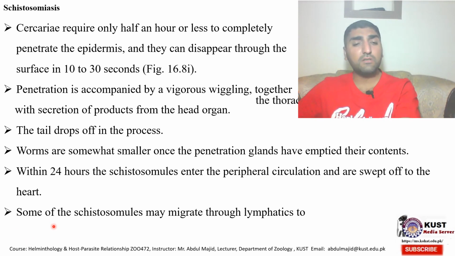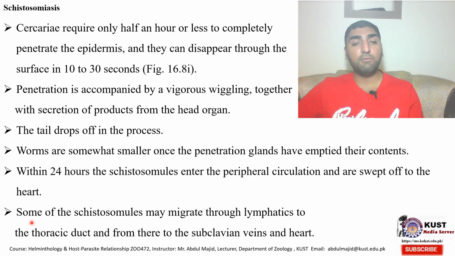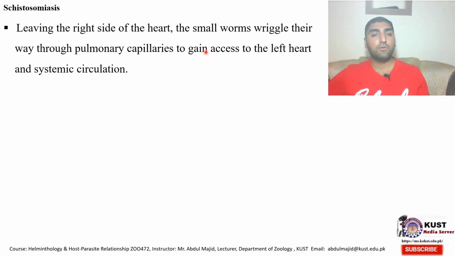Sometimes some of the schistosomules may migrate through lymphatics. So not only the circulation, they may enter the lymphatics to the thoracic duct, and from there to the subclavian vein, and then to the heart. Leaving the right side of the heart, the small worms will wriggle their way through pulmonary capillaries to gain access to the left heart, and then to the systemic circulation.